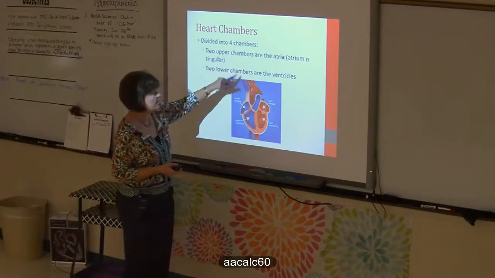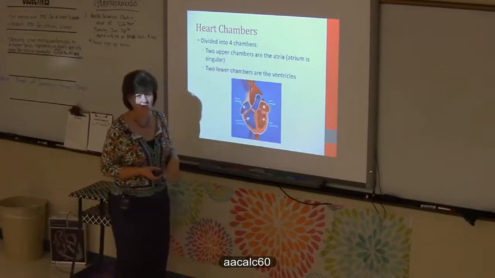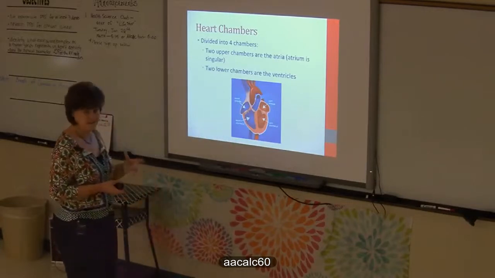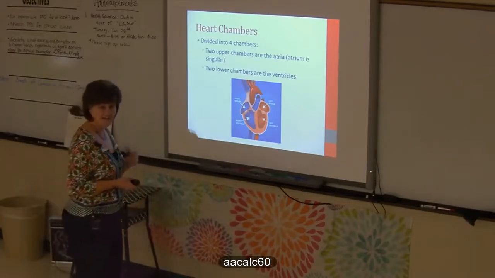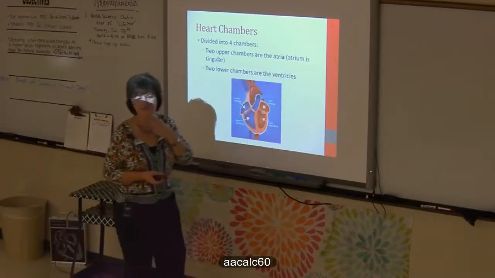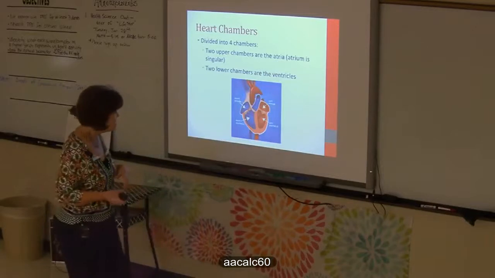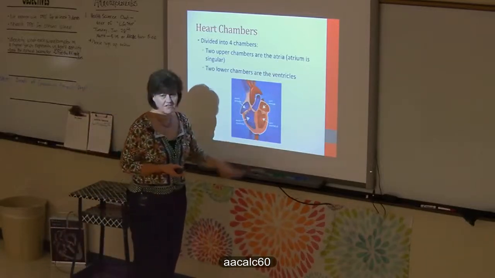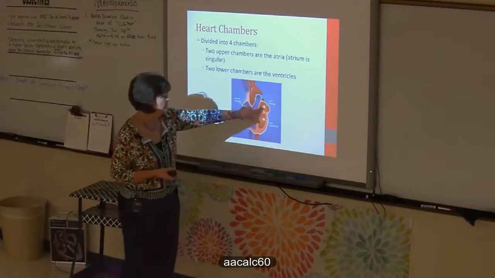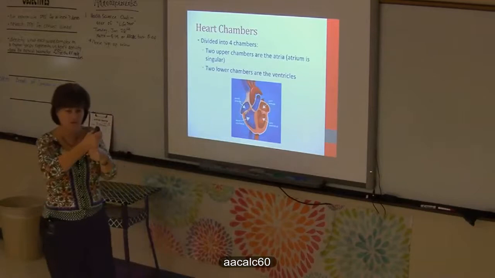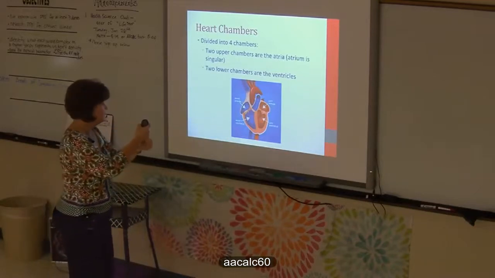So the 2 upper chambers are the atria. Atrium is one atrium. Atria is 2. So that's the plural. Atria is the plural. Atrium is the singular. The 2 lower chambers are called ventricles. So I have 2 atria and 2 ventricles, and they sit on top of each other. There's one on the right and one on the left of each.